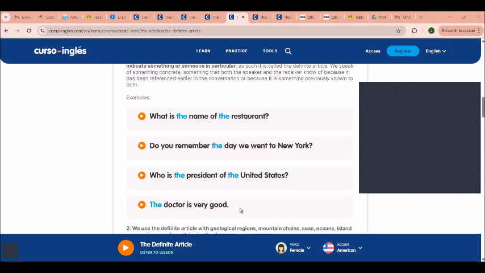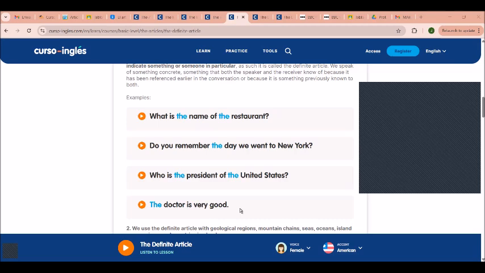What is the name of the restaurant? Do you remember the day we went to New York? Who is the president of the United States? The doctor is very good. All of these questions look for specific or particular information, and even in this sentence that has a profession, it was modifying that information. So we know that there's previous information being referenced.